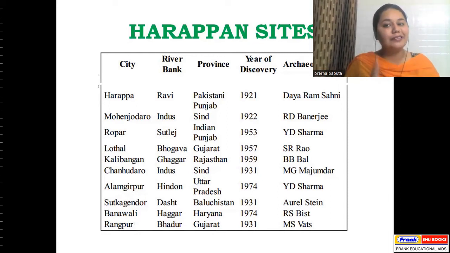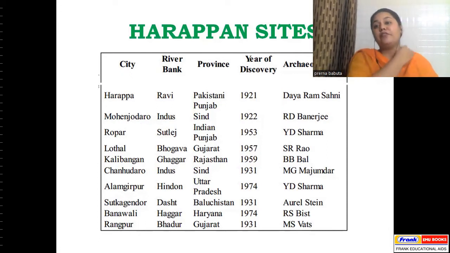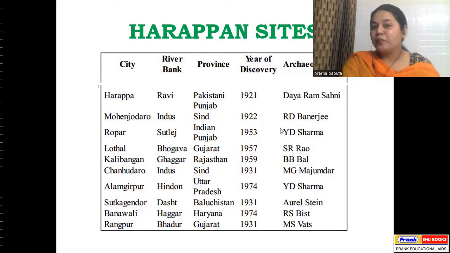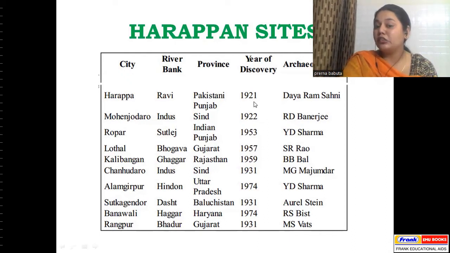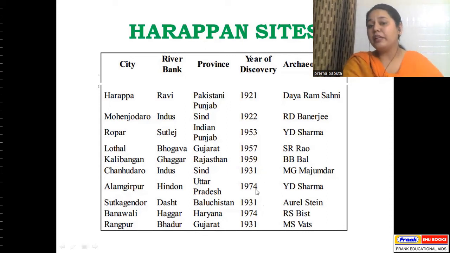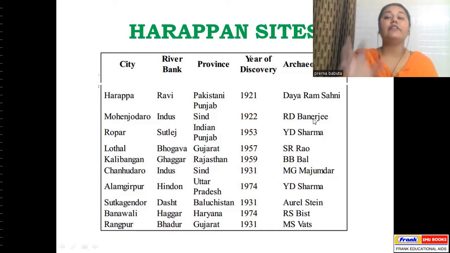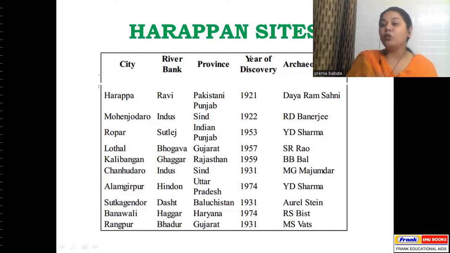I'll repeat that once again, and you can make a table out of it. And these are the years of discovery. Imagine, 250 sites of the Harappan civilization were found, and these are just a few. It started around the 1920s, and even till 1974 we are able to see discoveries. And these are the archaeologists who were a part of this project or who led this excavation project.